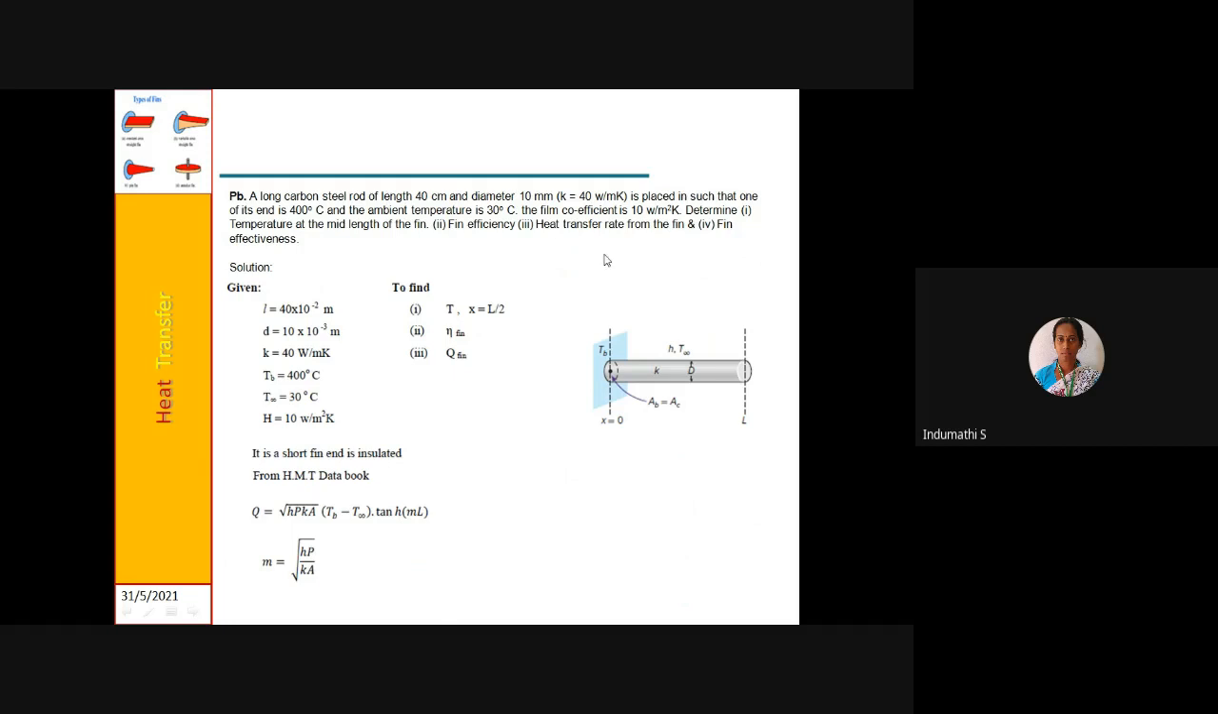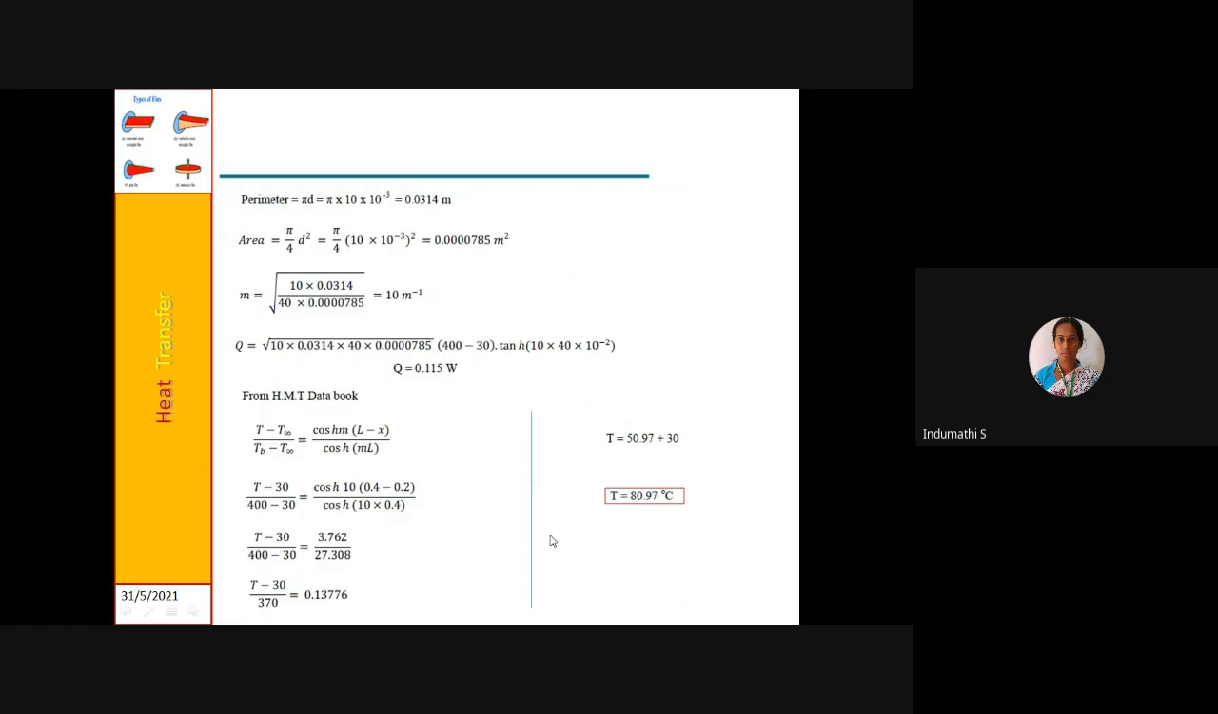For this particular case, we have assumed a short fin with end insulated. So Q can be written as the square root of hP Ka times (Tb minus T infinity) times tanh mL, where m is equal to the square root of hP by Ka. Substituting those values, we get T equal to 80.97 degrees Celsius.